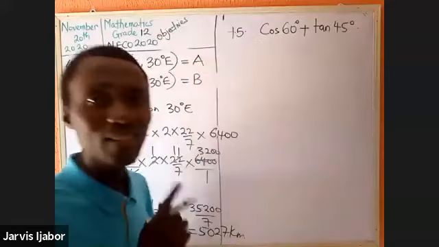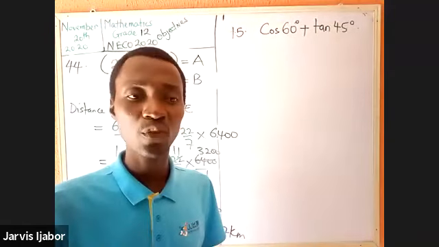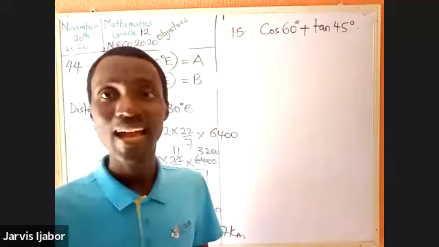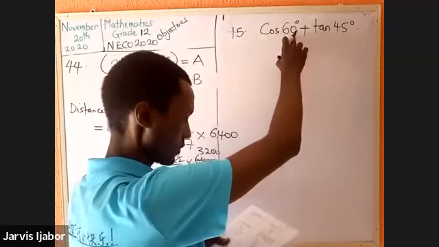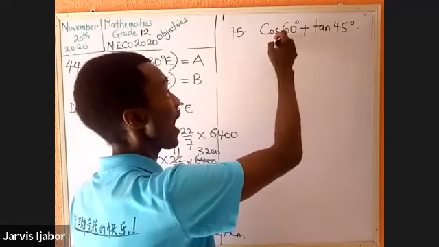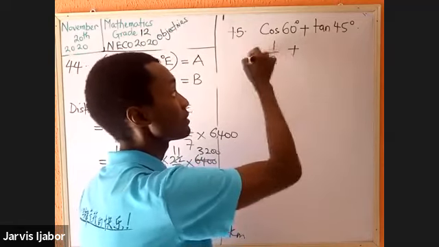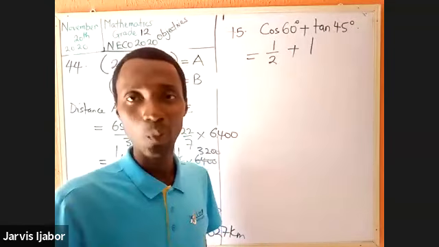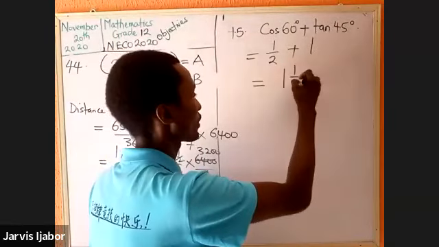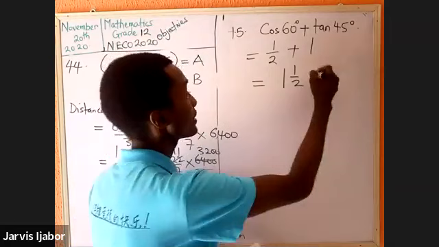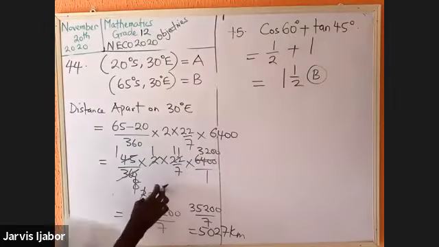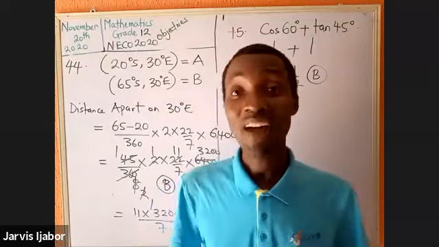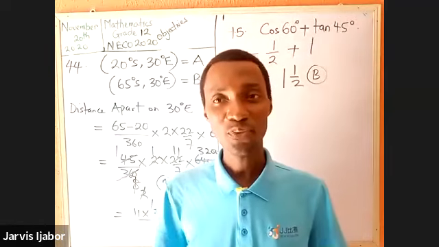Now, to do this question very well, you must have a strong knowledge of what is called standard angles. Now, what is cos 60? Let's see the answer. Cos 60 is half. What is tan 45? 1. You should know these things. You should have them at your beck and call. And that will be equal to 1 over 1 over 2. And the answer is B. Okay, so we have been able to cover another 15 questions.